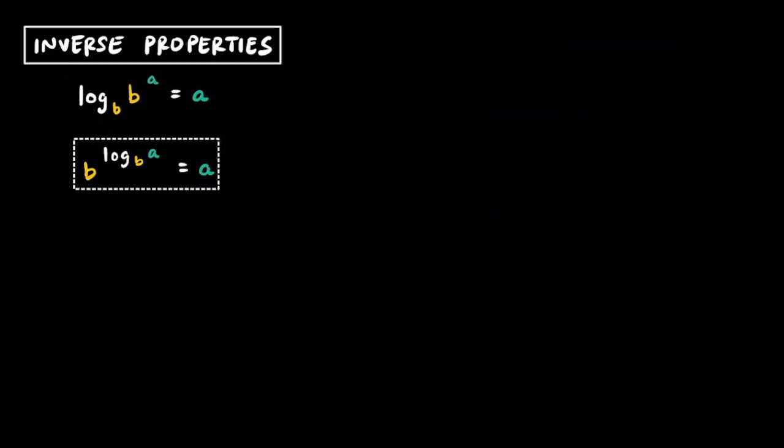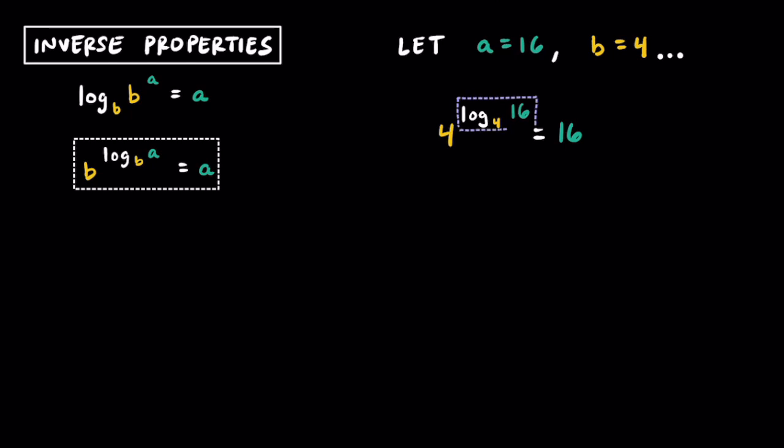Now let's look at the second inverse property, where b to the log base b of a is equal to a. In this first example, let's let a equal 16 and b equal 4. Writing an equation, we get 4 to the log base 4 of 16 is equal to 16. Just looking at this exponent, log base 4 of 16 is just equal to 2 because 4 times 4 is 16, so there's 2 4s. We can write 4 to the second power, or 4 squared, is equal to 16. Since this is true, we can see that this would just simplify down to 16.